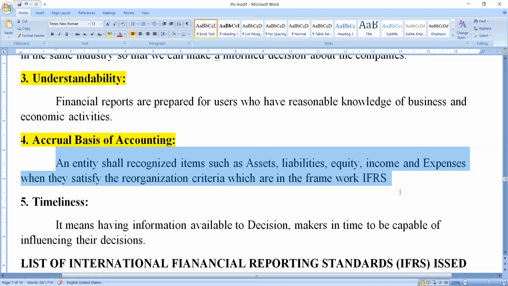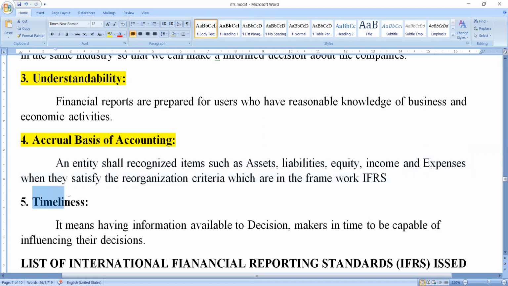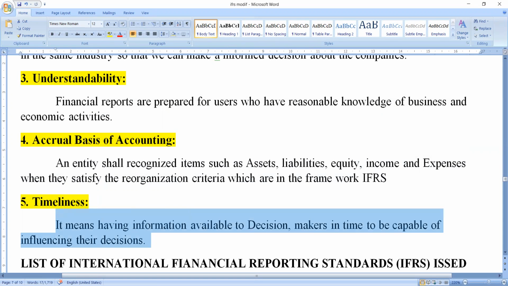And the fifth one is timeliness. Timeliness means having information available to decision makers in time to be capable of influencing their decisions. Timeliness is nothing but IFRS providing in-time information to top management. They are taking decisions at the right time because of the IFRS standards. These are all the features of IFRS.